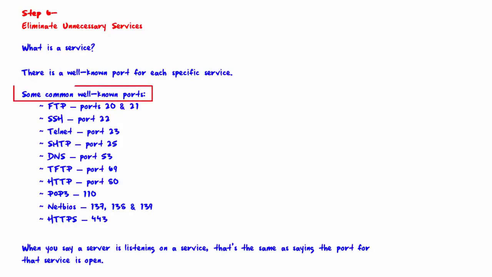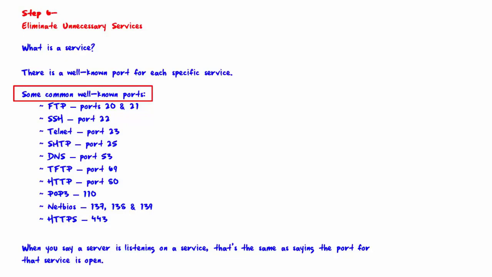So, what are some common well-known ports? FTP, ports 20 and 21, SSH, port 22, Telnet, port 23, SMTP, port 25, DNS, port 53, TFTP, port 69, HTTP, port 80, POP3, port 110, NetBIOS, ports 137, 138, and 139, and HTTPS, port 443.